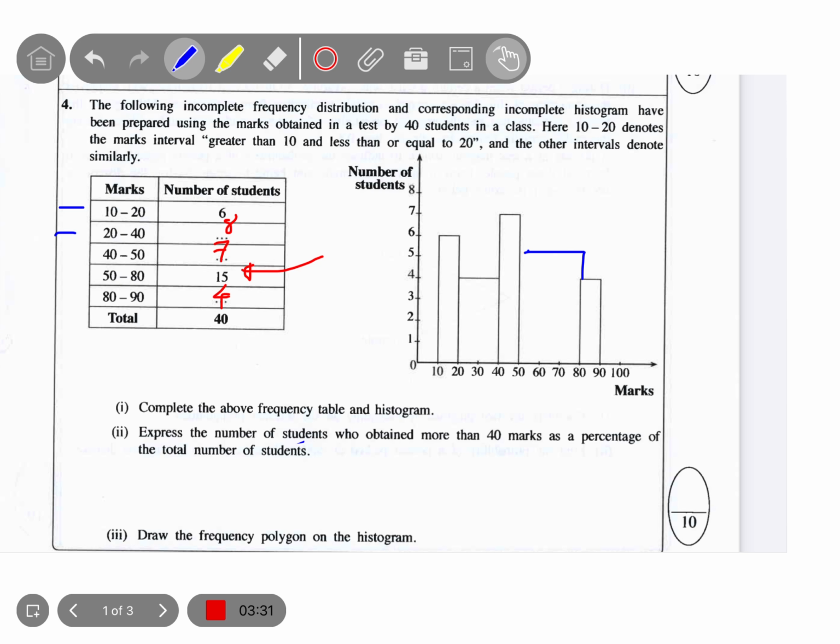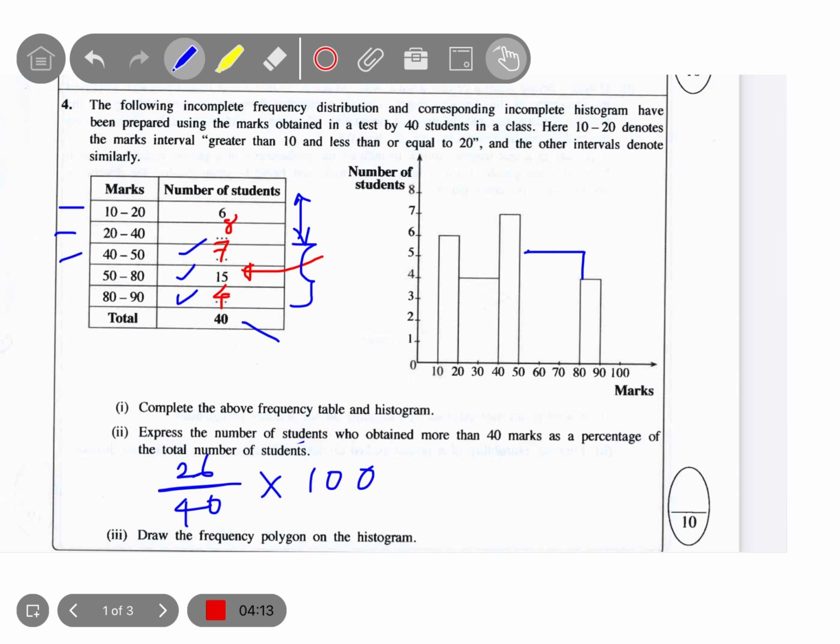Second part: express the number of students who obtained more than 40 marks as a percentage of the total number. These two rows indicate students who took 10 to 20 and 20 to 40, so students who have taken more than 40 are represented by these three rows. How many students are there? 7 and 15 is 22, and 4 is 26. So overall 26 students have taken more than 40 marks and the total is 40. They're asking for the percentage, so we just have to do this times 100.